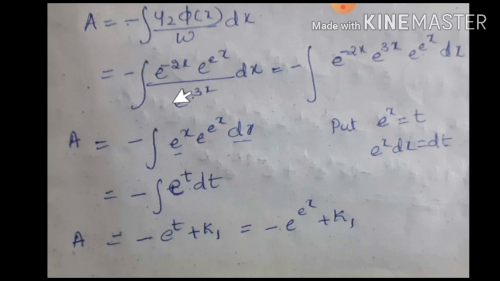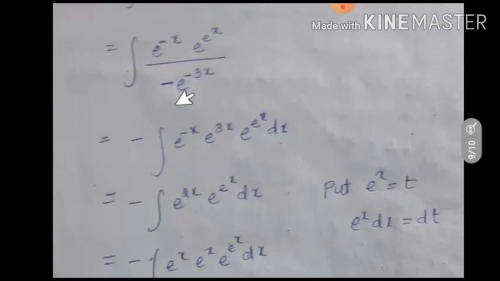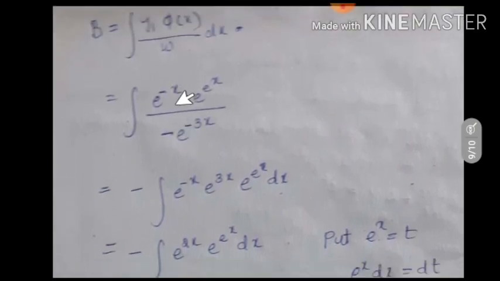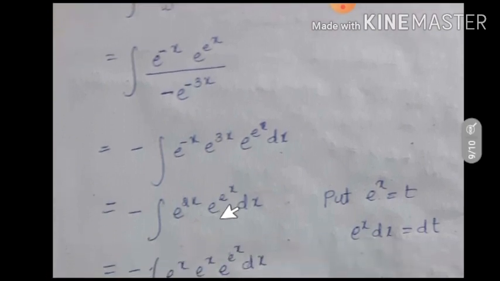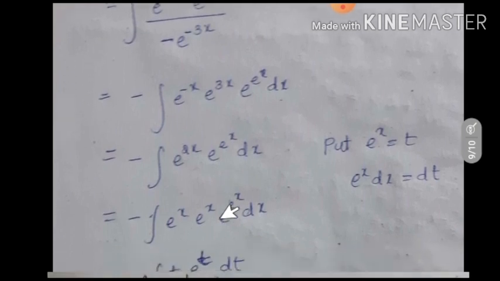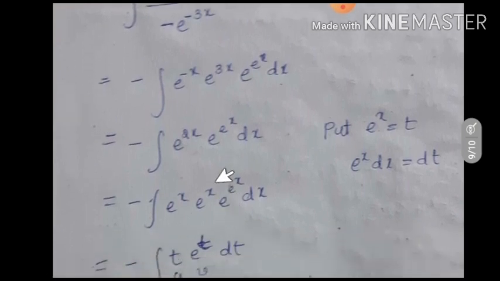I missed writing this minus sign here. Similarly, calculate the b value. B is the integral of y1 phi of x by w. Here also substitute; bring the exponentials together so that e to the power of 2x is left. Do it with the substitution e to the power of x. The only change from the previous step, the a value, is that here e to the power of 2x came, whereas there it was only e to the power of x.